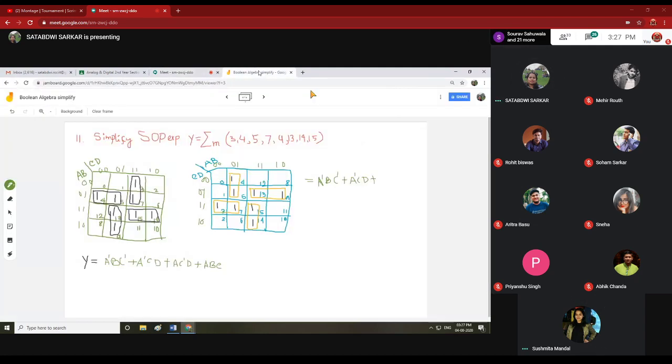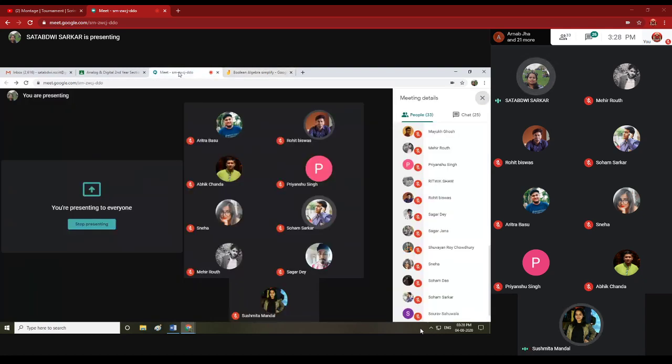Priyanshu Singh. Yes, ma'am. So for minimizing this 13 and 9, M13 and M9, what expression will we get? Ma'am, C bar D A. Okay, A is not changing, and C bar and D. For 15 and 14.